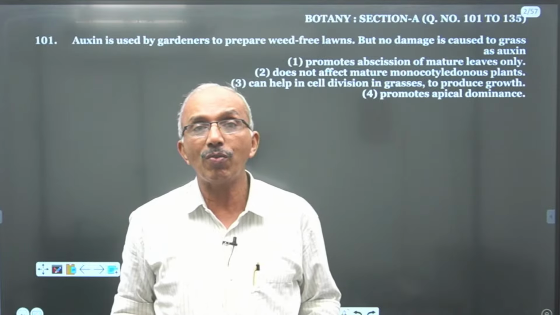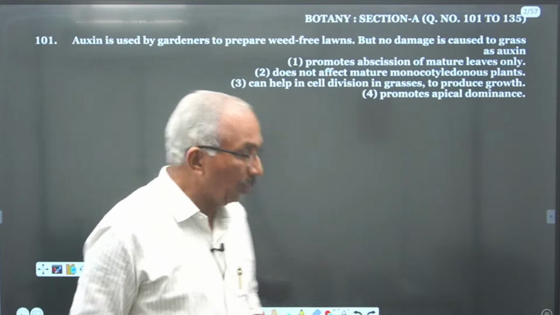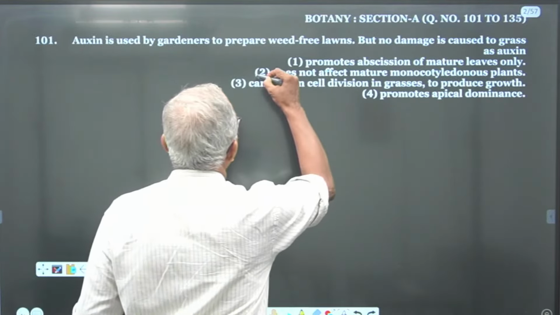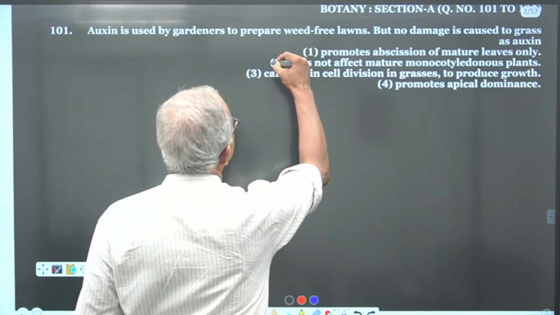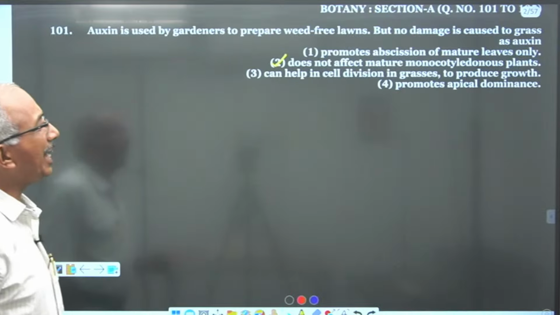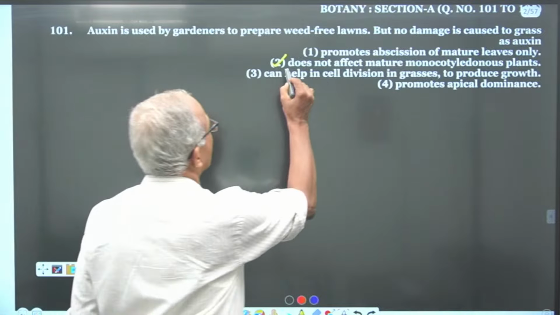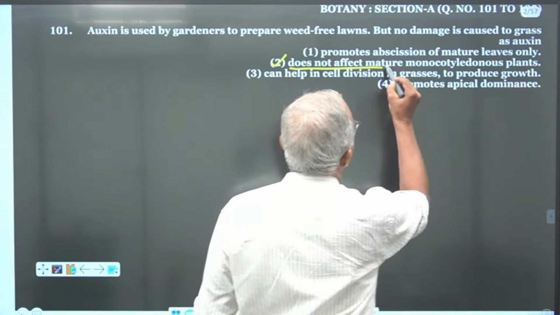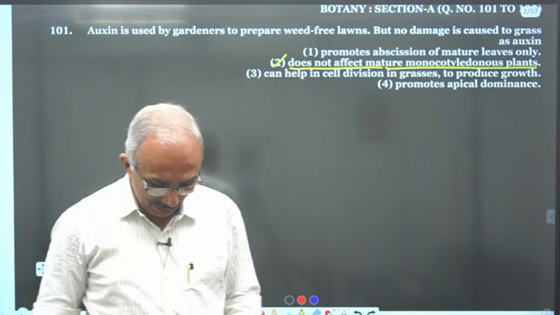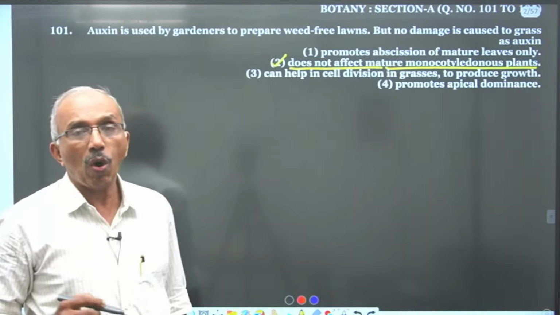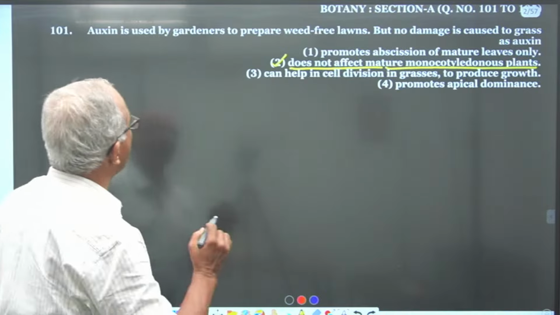So what is the role of auxin in the preparation of weed-free lawns? The answer is the action of auxin. The action of auxin is option 2. It does not affect mature monocotyledonous plants. At the same time, it removes or kills the dicotyledonous plants. Okay, option 2.